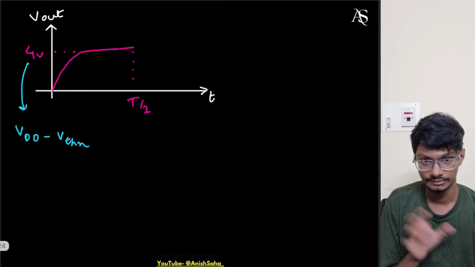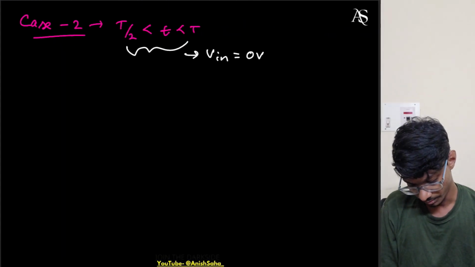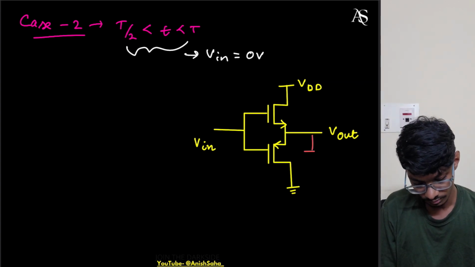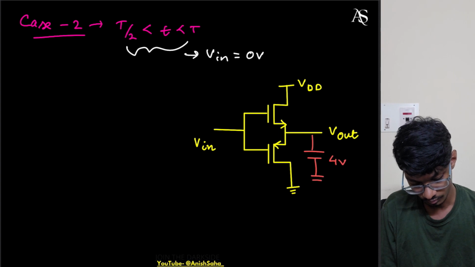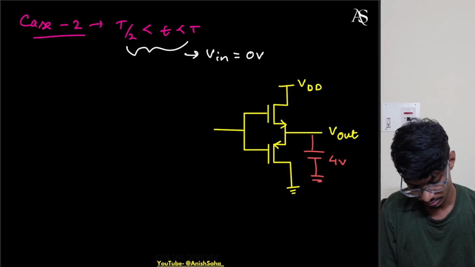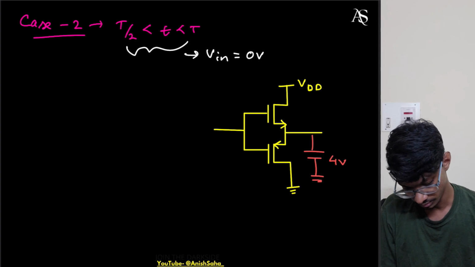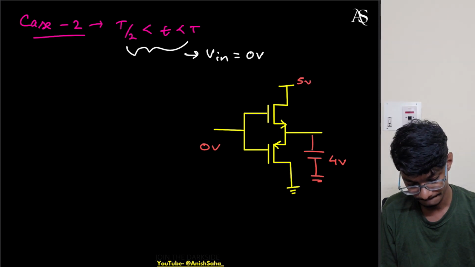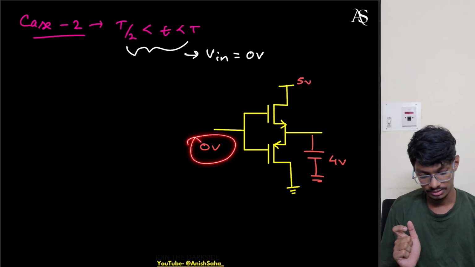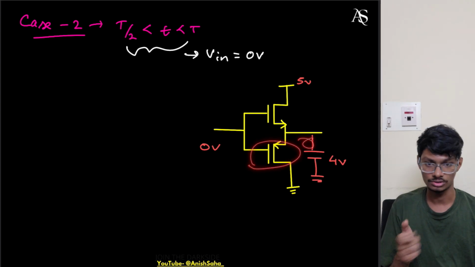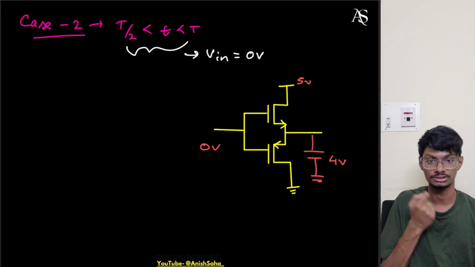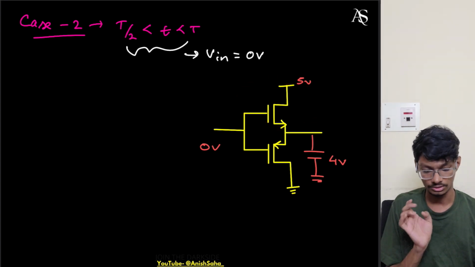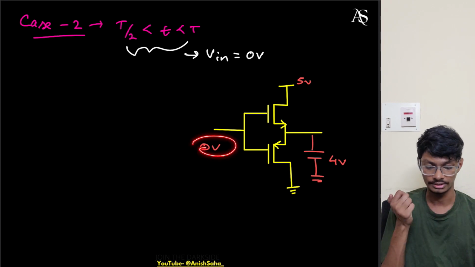So let me first take the circuit again. I have the circuit copied, I think, but this time we have one initial condition: the capacitor is charged to 4 volts, and this is 0 volts only, and this is 5 volts. So this PMOS will turn on because VSG is more than the mod of VTP, which is 1. And this NMOS will be off because this is 4 volts; the source is higher than the gate, so the NMOS will be off.